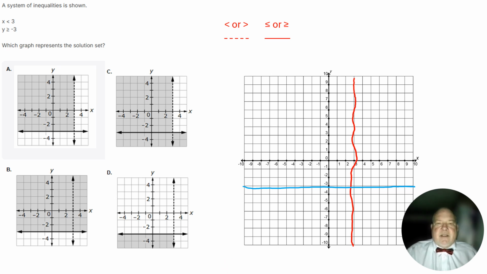So actually, I'll use a highlighter. That'll look a little nicer. So this whole section and over here, that's the only section that's shaded. And so if we look at our answers, that looks like A. So the answer is A. So that's graphing a system of inequalities.